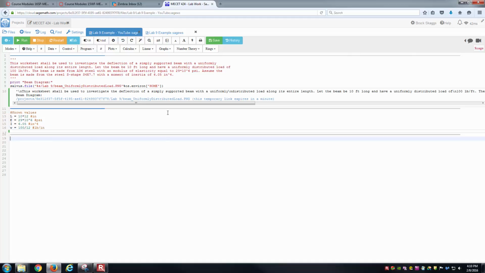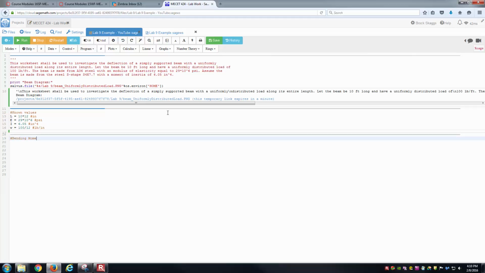And so all I'm doing is basically taking all of the values from my problem statement, you can see in the lines commented above, and storing those into actual variables. And so one of the things you would have to do before you could actually get to solving the ODE would be to actually define the bending moment equation. And so that's what I'll do first.